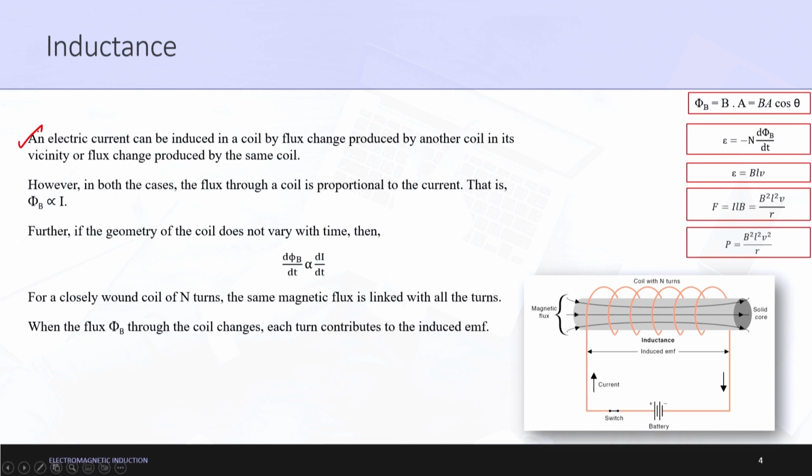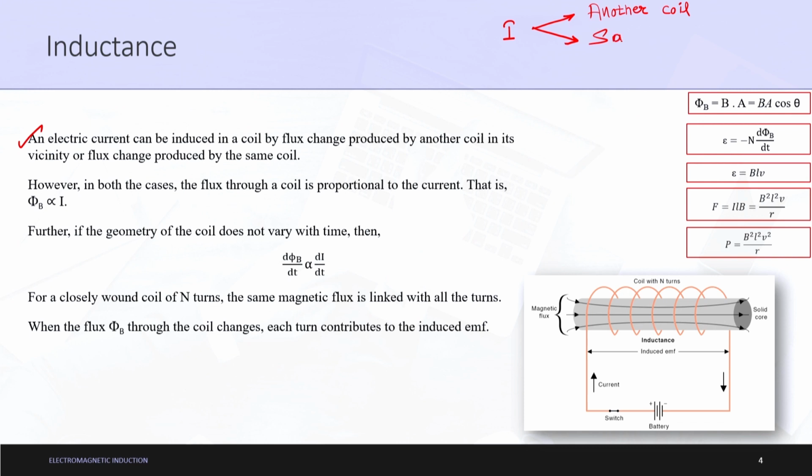An electric current can be induced in two ways. One is by another coil. So, there is a change in flux, and a change in flux can be either due to a different coil or due to the same coil. This is a very strange thing: how can a single coil, the same coil we are talking about, induce a current in itself? This is a new, peculiar concept, and we will talk about it also.